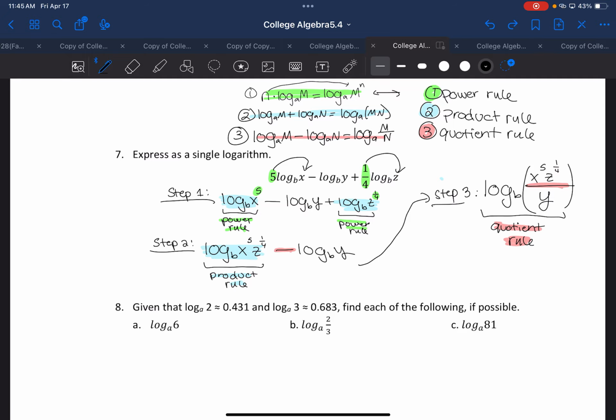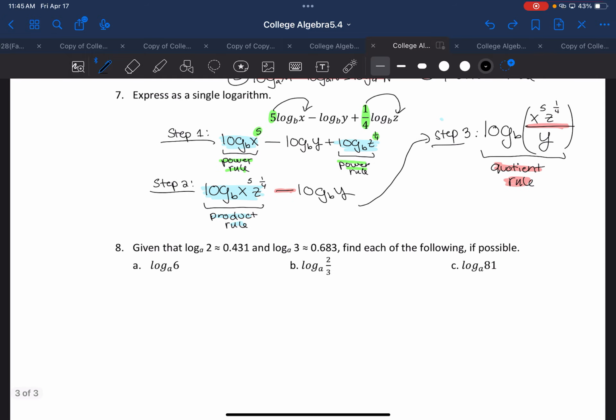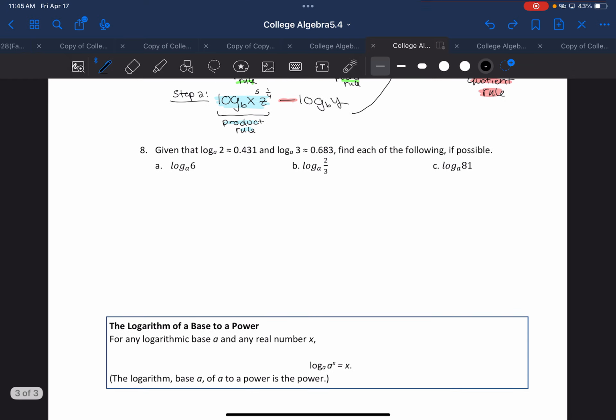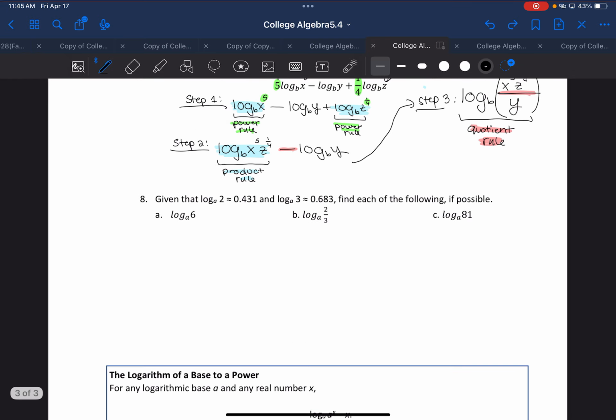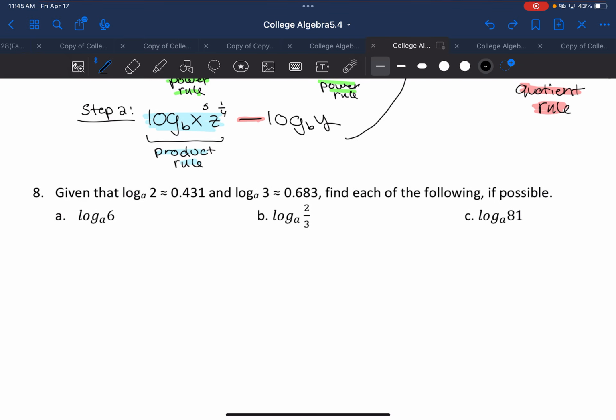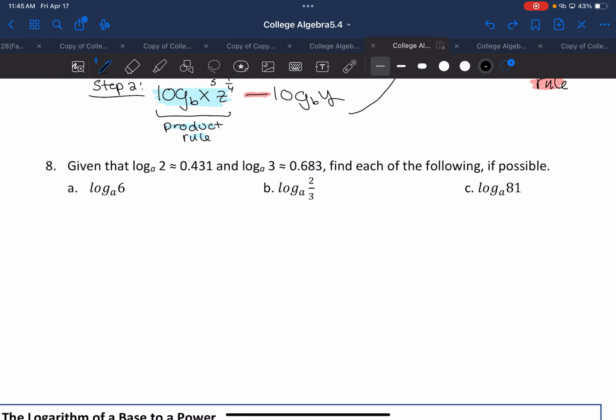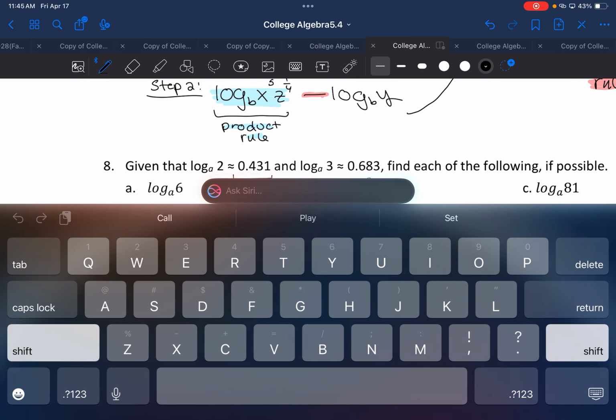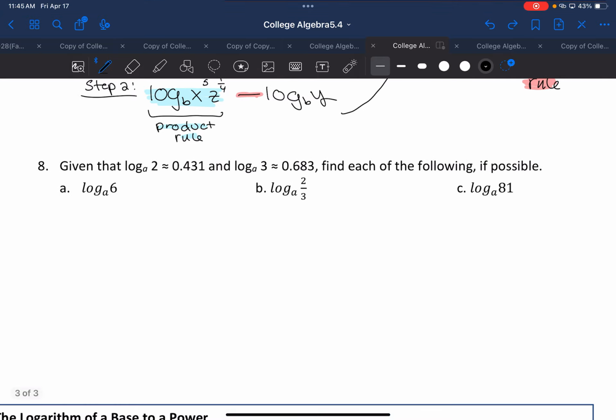Probably should have done more examples of that, but I didn't because I knew I was going to be running out of time. All right, so there's only a couple more things. Let's just go over this. You'll see this in your homework. Number 8, so it says, given that log base A of 2 is equal to 0.431 and log base A of 3 is equal to this decimal, find each of the following if possible.